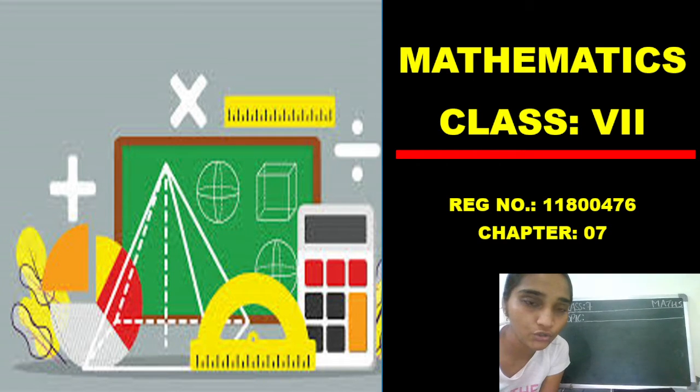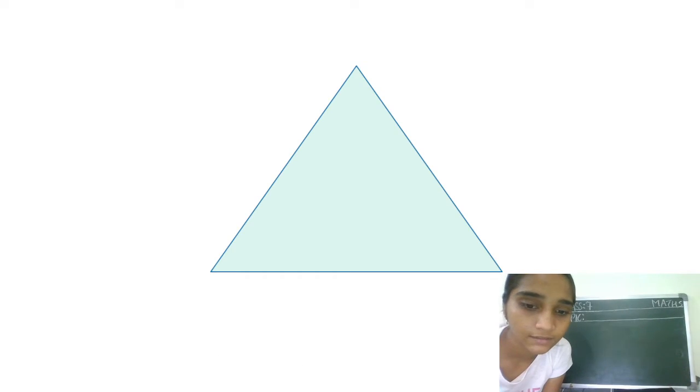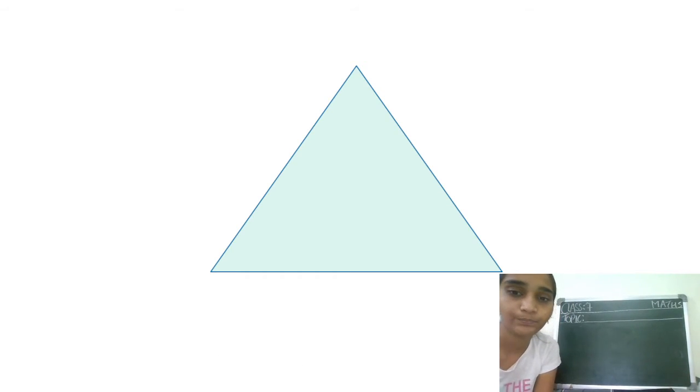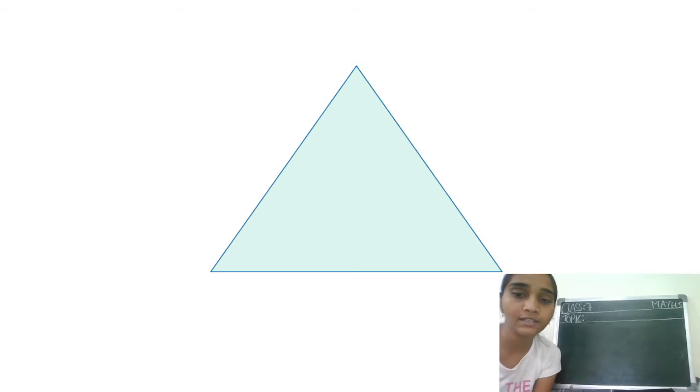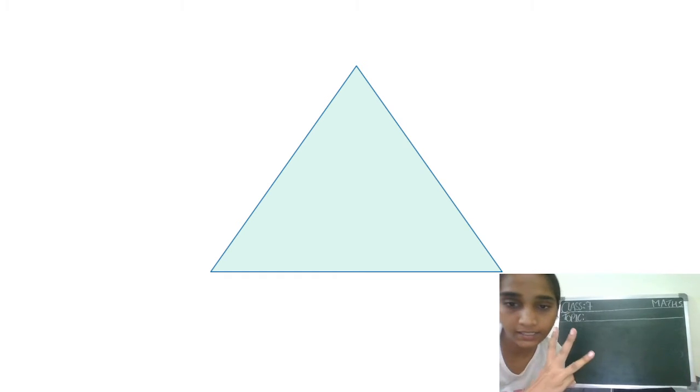Now students, I'm going to show you something. Just have a look at it. What is it? Yes, it is a triangle. Very good students. And students, basically a triangle has how many sides and how many angles? Yes, a triangle has 3 sides and 3 angles, and also 3 vertices.